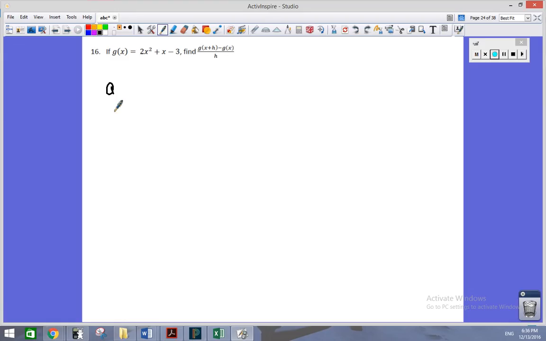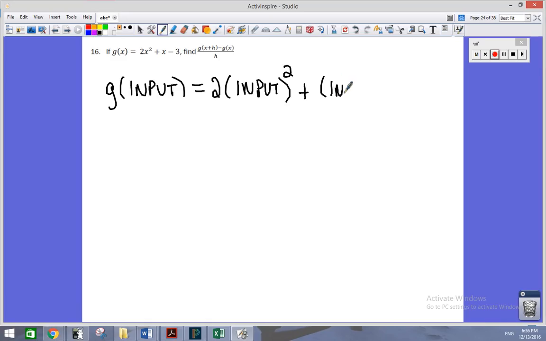So what does G do to the input? G will take whatever input you give it, and it creates three terms. The first term takes the input, squares it, and then multiplies it by 2. The middle term is just the input. It doesn't square it or double it or triple it. And then the last term, you subtract 3.